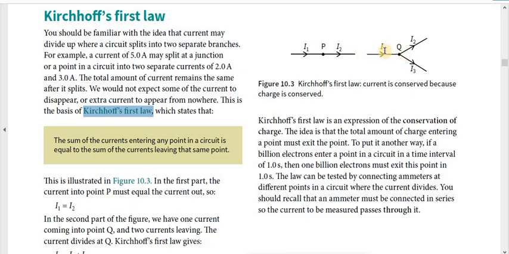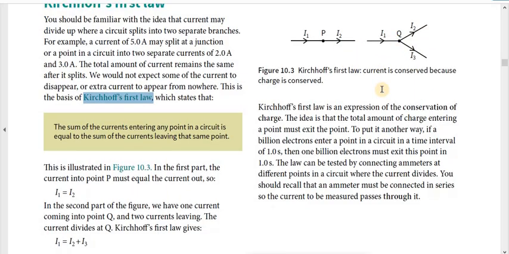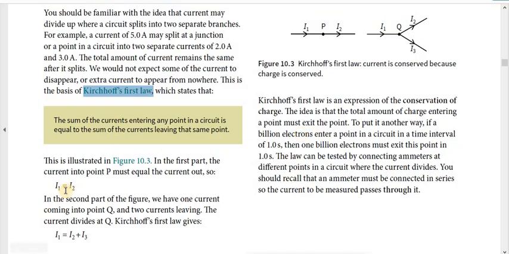Same thing here. So I1 should be equal to I2 plus I3. This is a junction, this is a point. This we can also call Q a point, and that's what is shown here. I1 equals I2 for point P, and I1 equals I2 plus I3 for this point Q. This equation is for point P and this equation is for point Q. So this is what Kirchhoff's first law is. The sum of currents entering any point in a circuit is equal to the sum of currents leaving that same point.